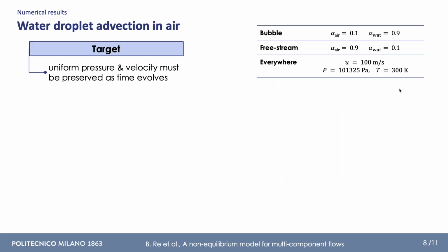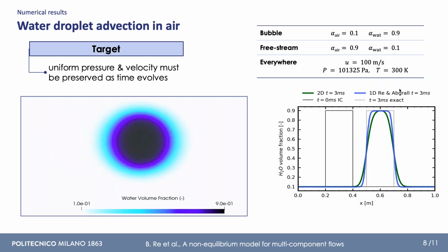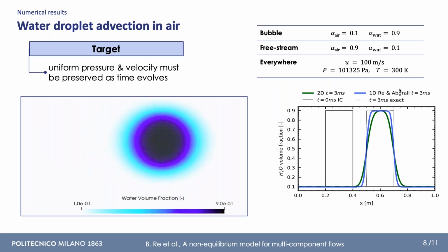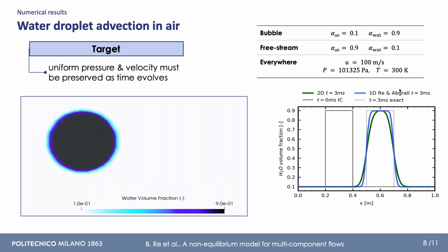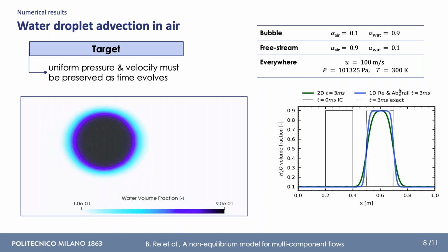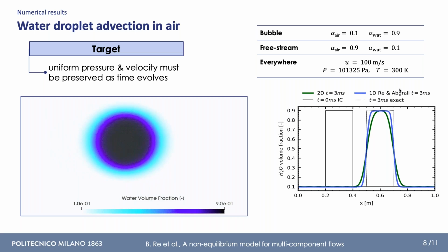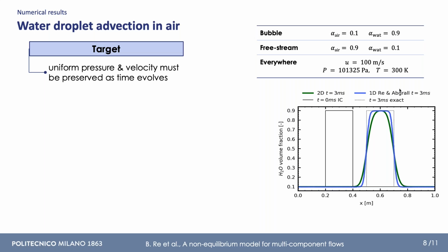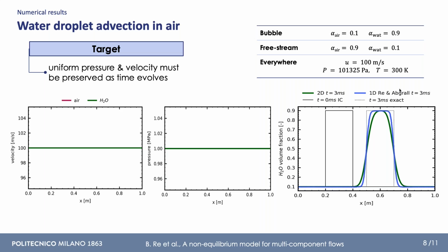Okay, now let's see some preliminary results, which are mainly validation tests. The first one is the advection of a water bubble in a flow of air. What we want to check here is that we don't have any oscillation across the multi-material interface, and this is what happens because we don't have any oscillation in the velocity and in the pressure. And this is the agreement with the exact solution. We have some smearing of the solution because we are using a Rusanov flux, which is first order, and so it's very dissipative.